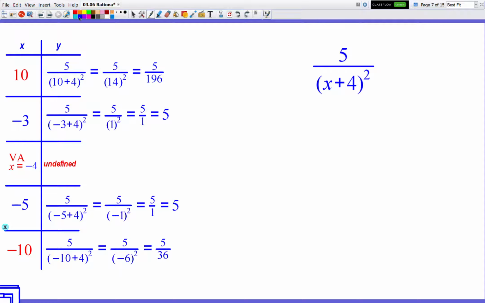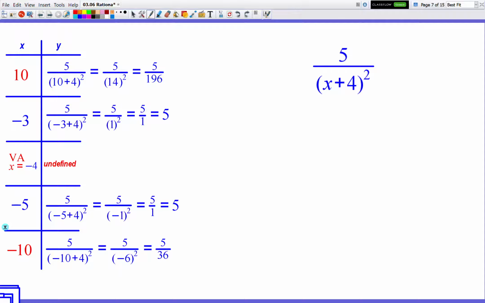And I know I'm going through these table values pretty quick, but I know this is a video, so if you need to see how this 5 over 36 was calculated, just push pause and look at the calculations that I do, right? Negative 10 plus 4 equals negative 6. Negative 6 squared is 36, right? So just push pause and take a look at the numbers, yeah?